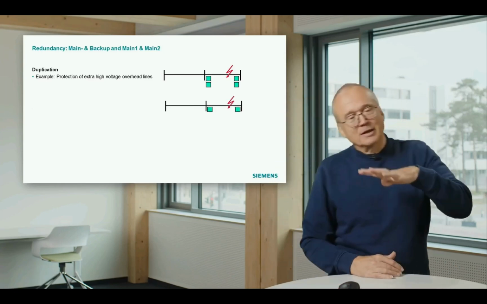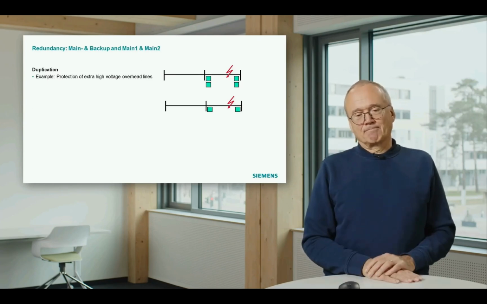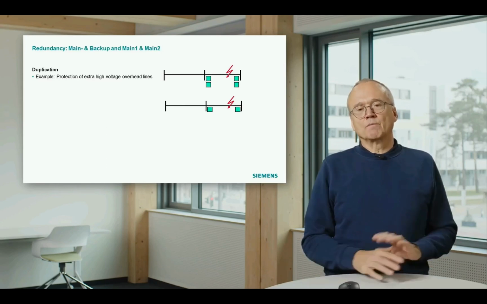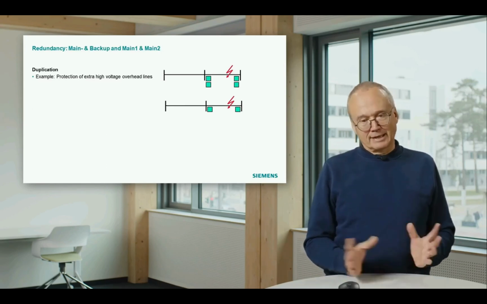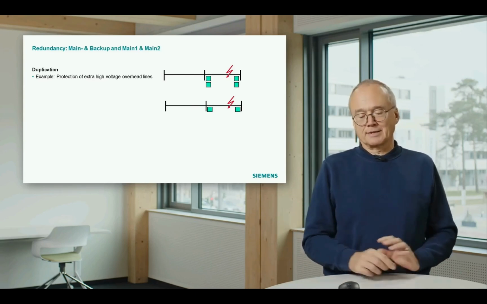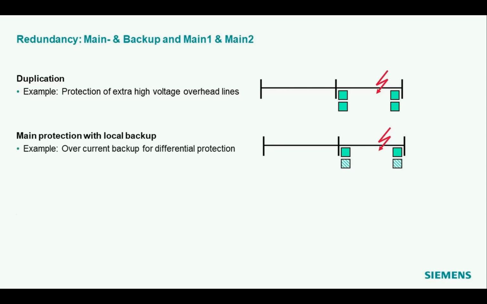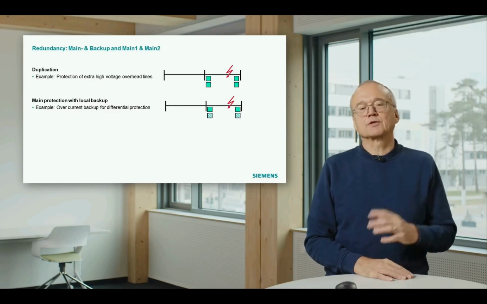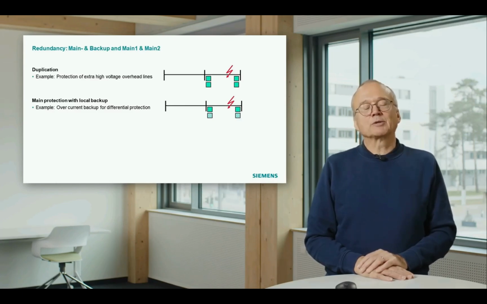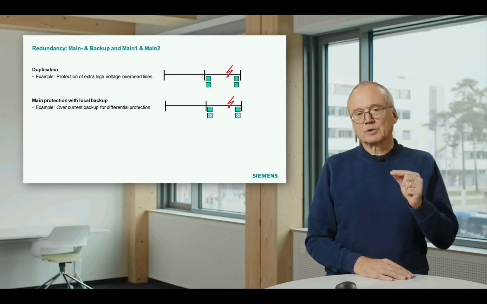The next step would be a bit simpler. Let's take the same example here, the line. And let's now assume you have a line differential protection here. And the line differential protection, it needs communication between two ends. And if this communication fails, the line differential is dead. And for that reason, it makes, for instance, sense to install in parallel to the line differential protection an overcurrent protection as a backup. There you also have two devices, but it's a much simpler thing than having two full-blown distance protection schemes there. That is a thing which you could, for instance, find typically in a distribution system. That is called main protection with local backup.